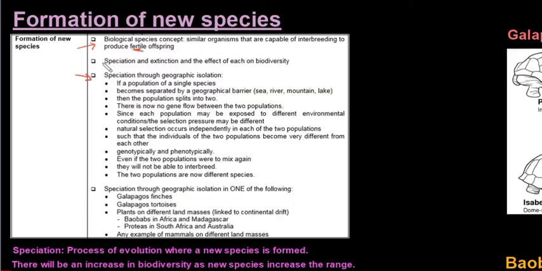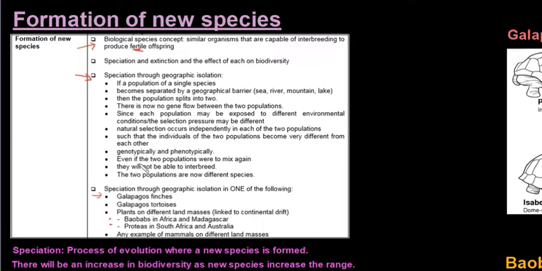Then we are going to look at speciation and extinction and the effect of each on biodiversity. We're going to look at speciation through geographic isolation. And then we are going to have a look at some examples of this, looking at the Galapagos finches, the tortoises, and then baobabs in Africa and Madagascar. We're just going to talk about proteas in South Africa and Australia, and then you can have any other mammal on different land masses as an example there.